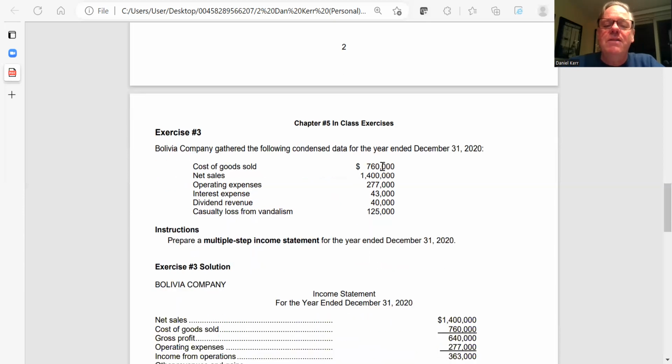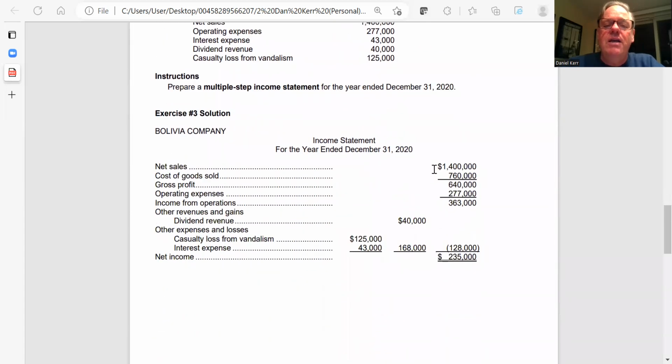So drawing upon this information here, whenever you do your income statement, you have to put the name of the company. This is a little typo. This should be over the income statement here. So Bolivia Company income statement for the year ended. Income statement is for a period of time. This happens to be for a year. And here's why we call it multiple step.